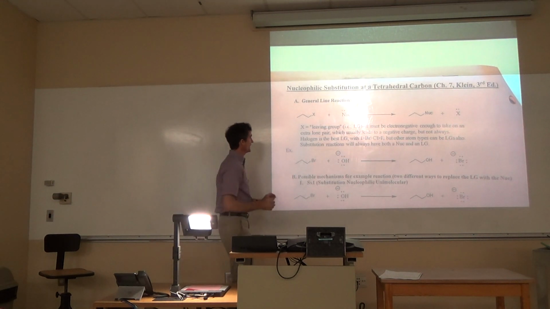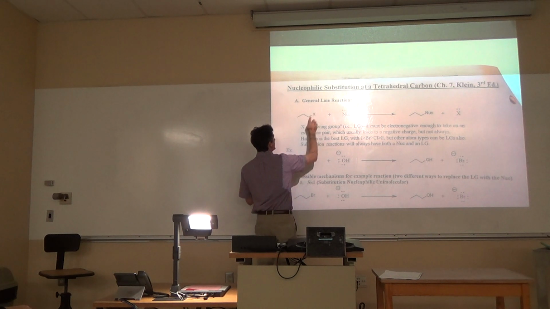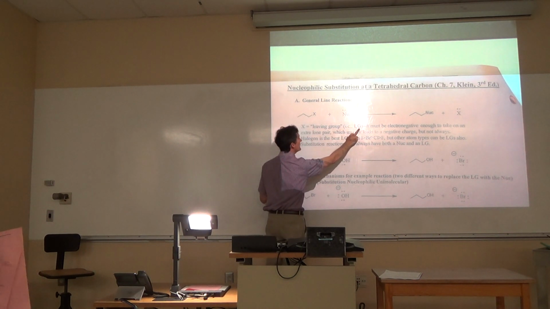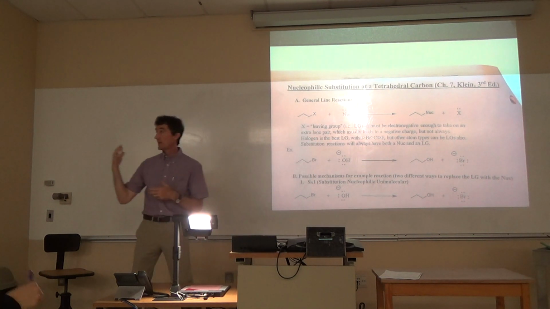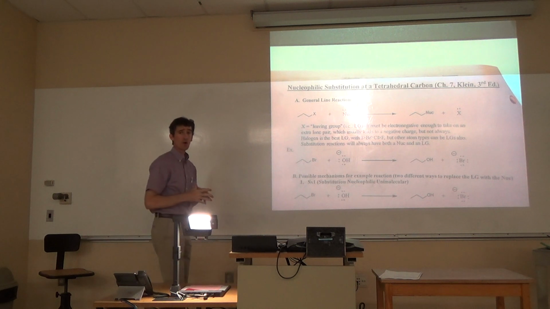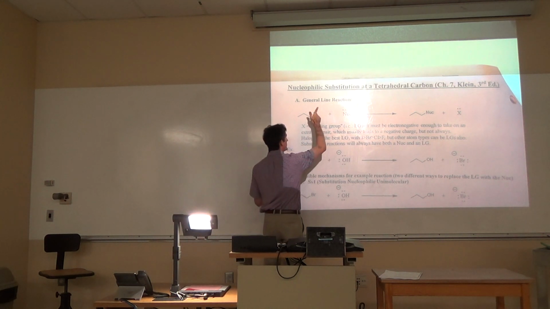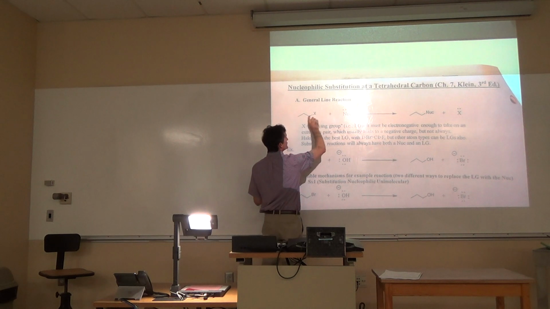Here's a general reaction. We have some type of, what is X? Leaving group. LG, I will say. Some type of leaving group. Now, X is often typically halogen. And halogens are your best leaving groups. But here I'm doing even more general, this being leaving group. Okay? We've got a leaving group on a tetrahedral carbon.